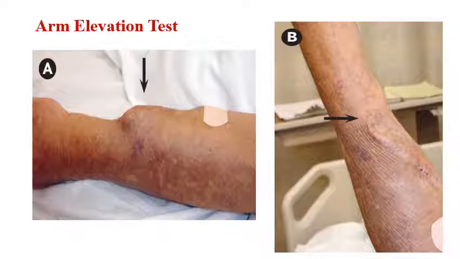If the fistula didn't collapse or didn't become flat, this means that there is outflow obstruction. There is obstruction of the vein. So you have to examine by Doppler ultrasound to show what the obstruction site is or what is causing obstruction of the vein.